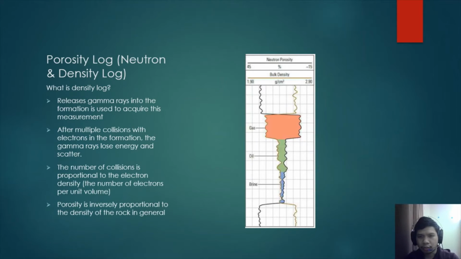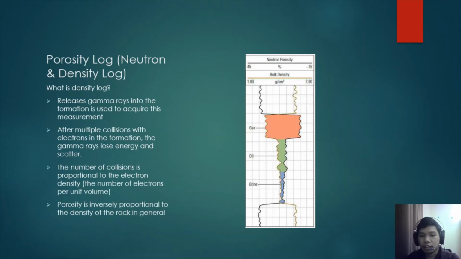And we move straight to the determination of porosity using density and neutron log. But before we go through that, we're going to look at what is density log. The same concept as neutron logging, whereby the emission of atoms and energy is released and the data is acquired.